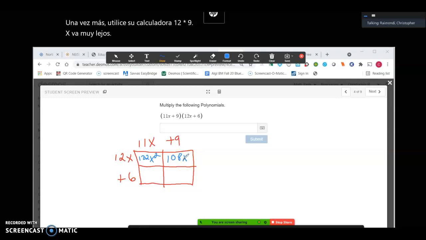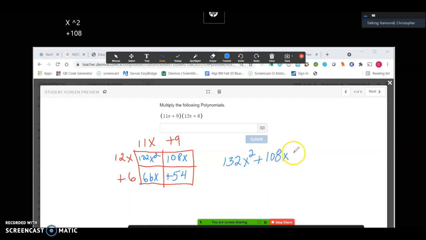Then I'm going to do 11x times 6. So 11 times 6 is 66. X goes with it. And then 9 times 6 is 54. And it is positive. So then I'm going to write out my terms. 132 x squared plus 108 x plus 66 x plus 54.